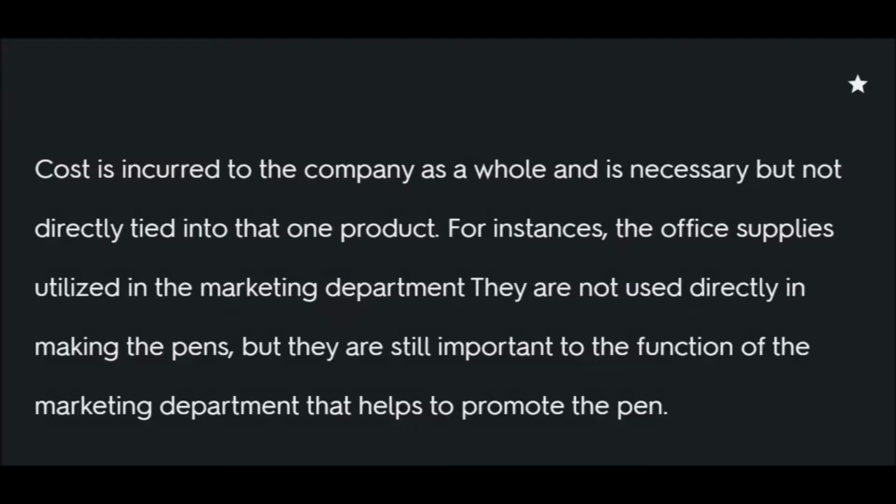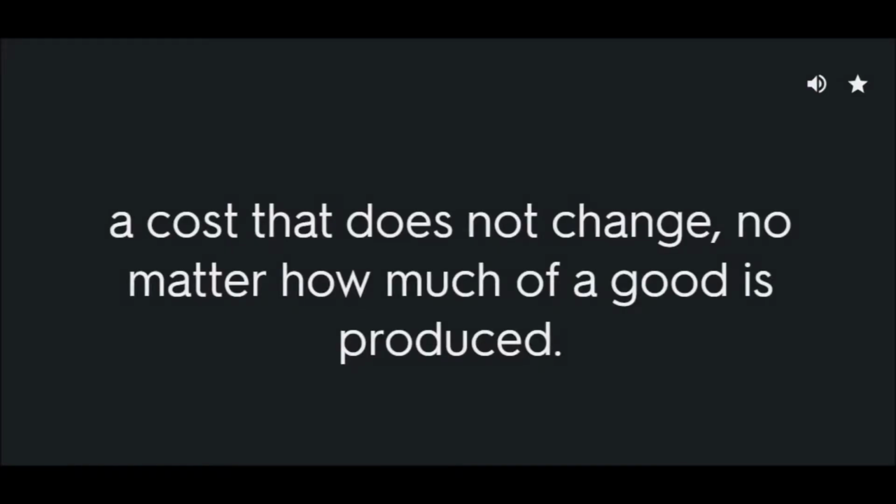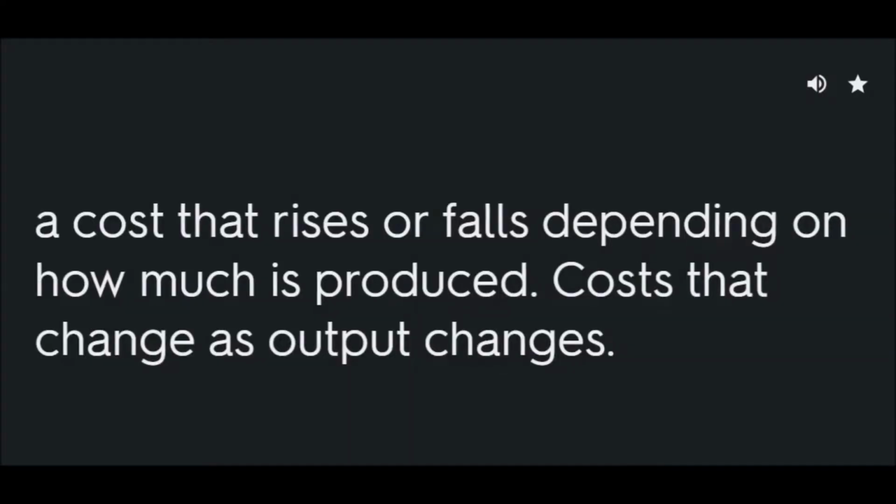Indirect cost: fixed cost, a cost that does not change no matter how much of a good is produced. Variable cost: a cost that rises or falls depending on how much is produced. Costs that change as output changes.